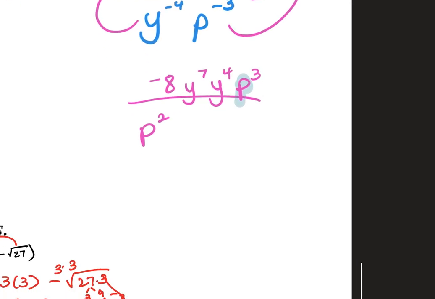And then you can combine the two y's, so negative 8y to the 11th. But the p's, if there's 2 in the bottom and 1 in the top, I'd cancel, so subtract that 2 or cancel out 2 of them, and you're left with just p in the numerator.